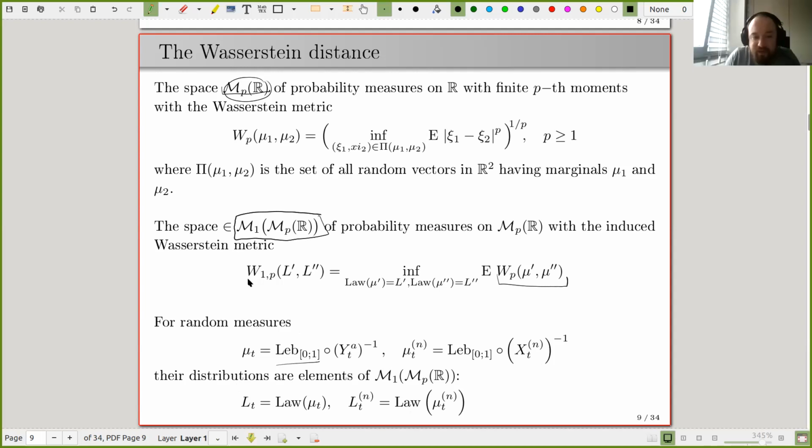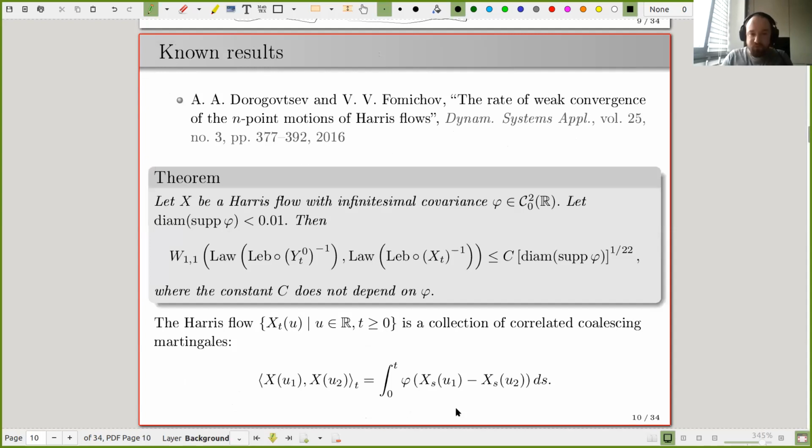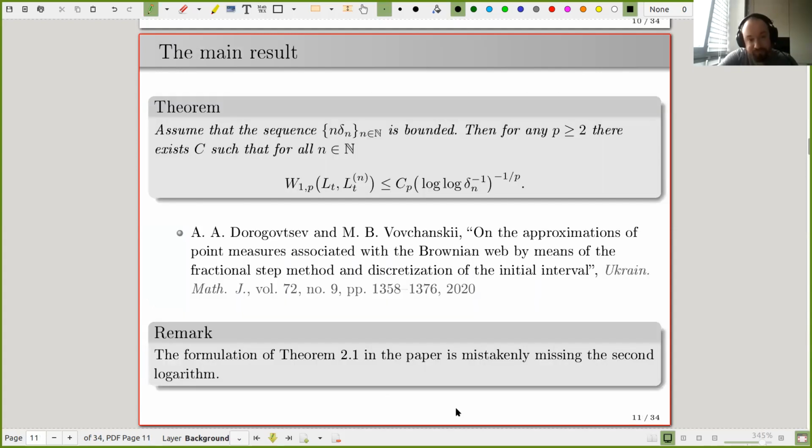And we estimate the Wasserstein distance between the distributions of such processes, such random measures. So essentially, this idea was proposed in the paper of Dorogovtsev and Fomichov, the rate of weak convergence of the endpoint motions of Harris flows from 2016. And it is formulated for Harris flows, and the Harris flow is a collection of correlated coalescing martingales. For what follows, it doesn't matter what the Harris flow is exactly. But what is important is the method of the proof. And using this method, it is possible to establish the following estimate.